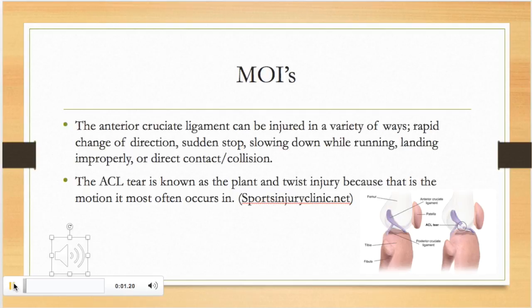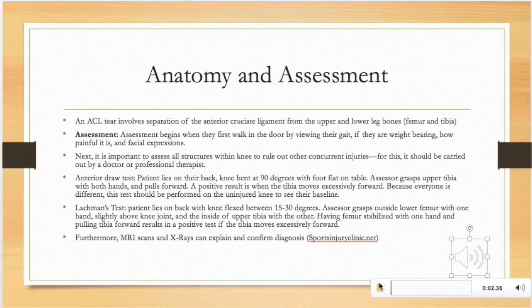The mechanisms of this injury are often, like I said before, plant and cut or twist injuries, not often from a direct blow. The anterior cruciate ligament can be injured, however, in a variety of ways: from rapid change of direction, sudden stopping, slowing down while you're running with that pressure, landing improperly, or, in rare cases, direct contact or collision. The ACL tear is commonly known as the plant and twist injury because that is the motion it often occurs in. ACL tears involve the separation of the anterior cruciate ligament from the upper and lower legs, which are the femur and the tibia.